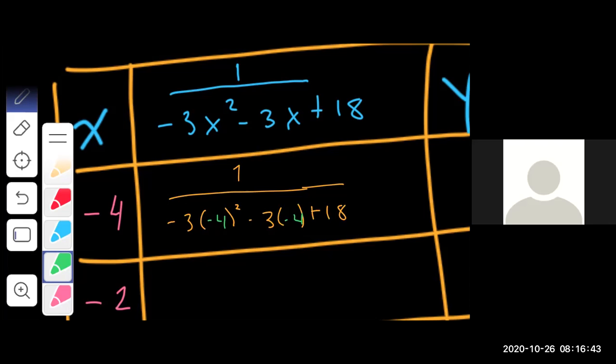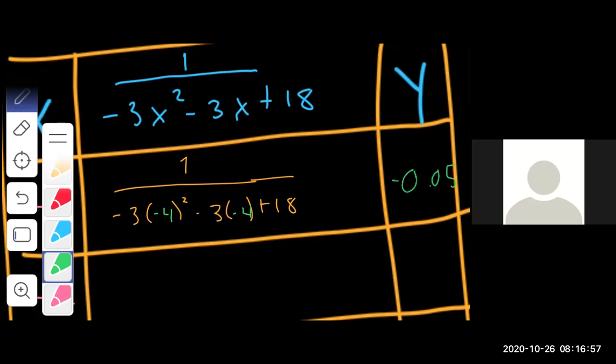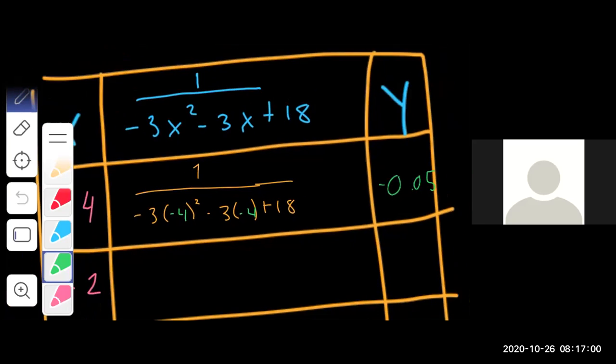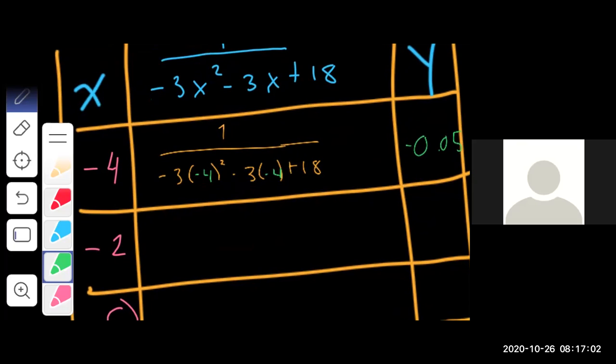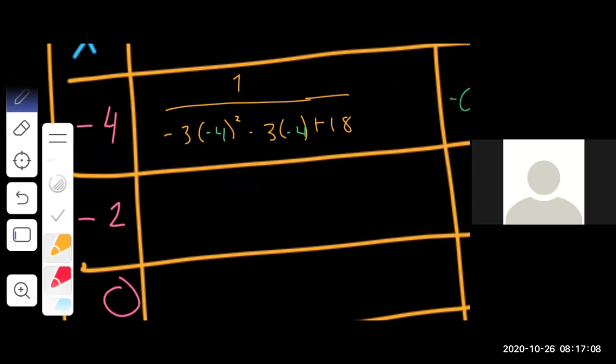Negative 0.05. Excellent. I got the same one. Negative 0.05. This one, Angie? Yes. Okay, we are on the same page. Okay, let's go to the second one. The second point, guys.